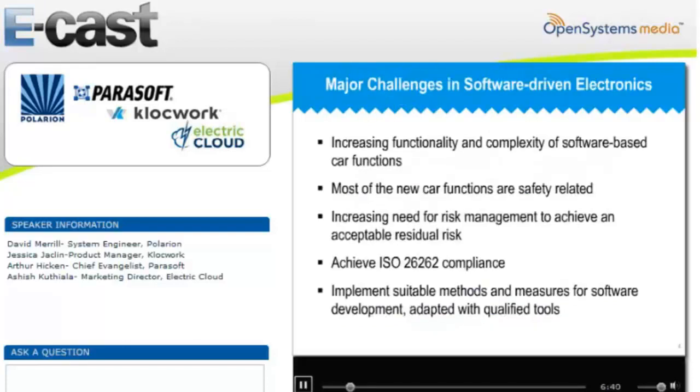So I'm sure many of you know as well, or perhaps even better than I, the major challenges in software-driven electronics. We're now combining the user and operator with the operation of the vehicle. And many of these new functions have safety impact. So there's an increasing need to achieve risk management to eliminate or mitigate risks to the point where there is an acceptable residual risk and the operator can be involved in that relationship. We need to be able to achieve the necessary standards and compliance of regulatory organizations, as well as implement suitable methods for the software development to operate side by side with the mechanical and manufacturing processes.